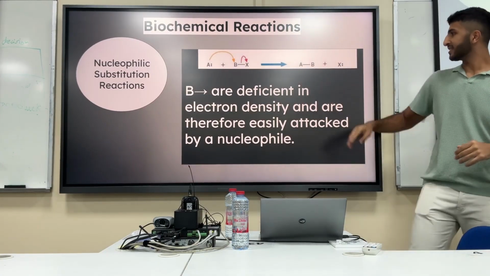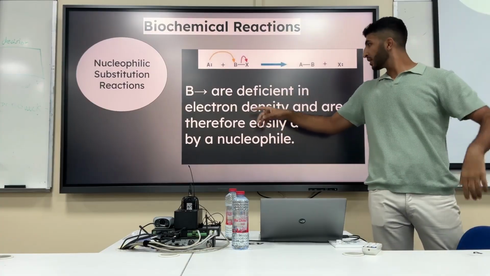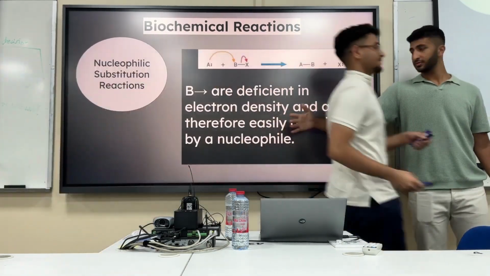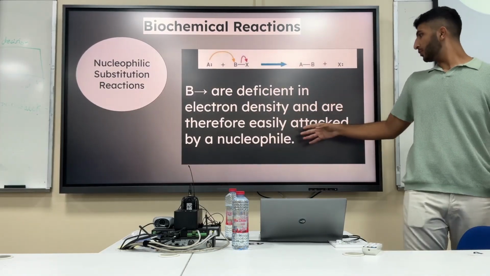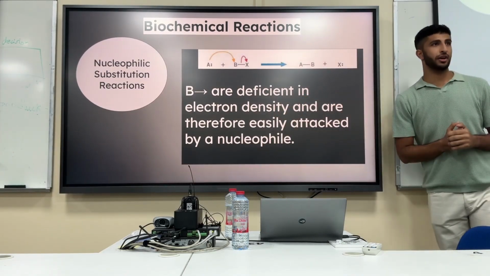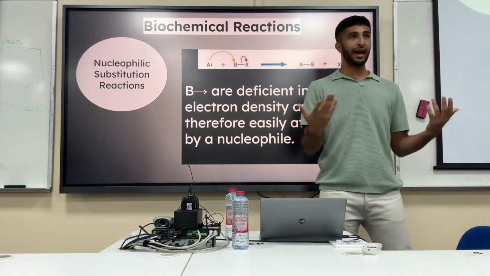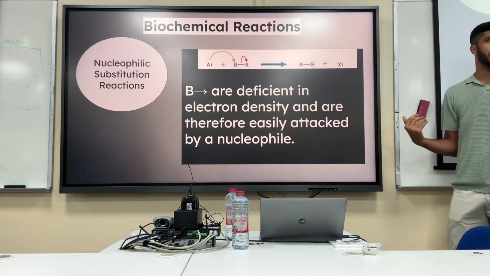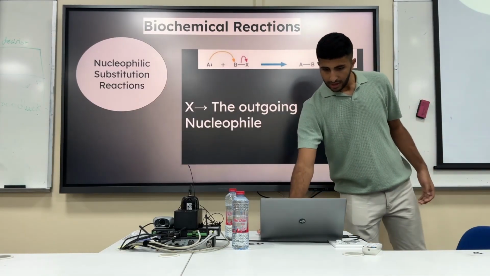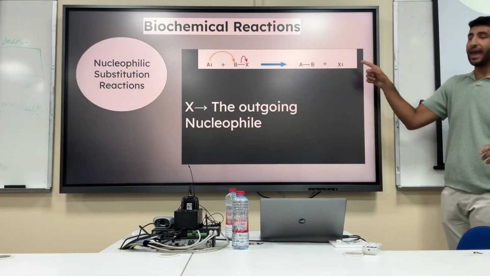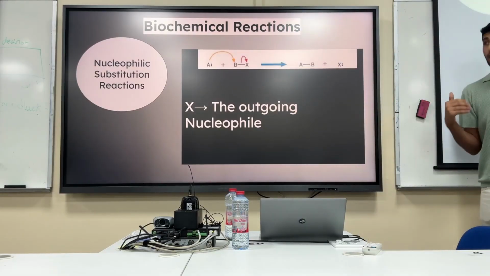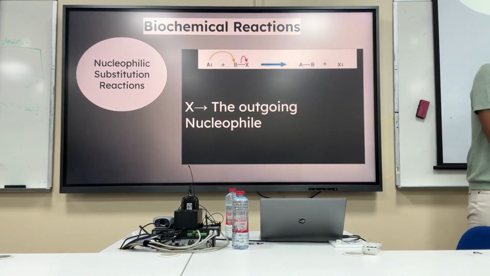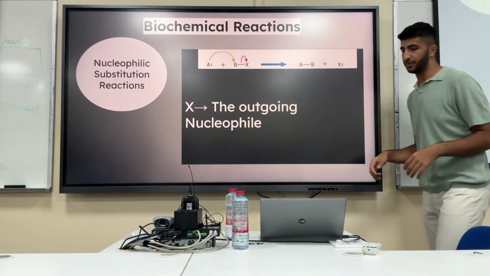Now, electrophiles, they are deficient in electron density. They're deficient in electrons, so therefore they're more easily attacked by a nucleophile, which has a pair of non-bonding electrons. That's why they're easily attacked by it. Now X is the leaving group, which by leaving becomes a nucleophile by itself. It either becomes negative or it has a pair of non-bonding electrons.